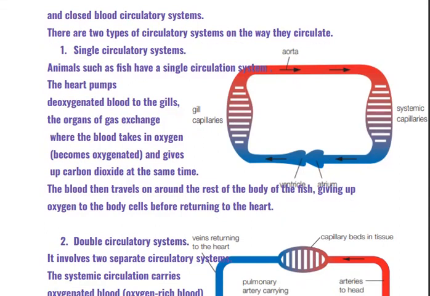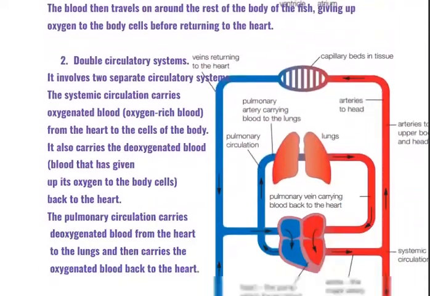The heart pumps deoxygenated blood to the gills, the organs of gas exchange, where the blood takes in oxygen, becomes oxygenated, and gives up carbon dioxide at the same time. The blood then travels on around the rest of the body of the fish, giving up oxygen to the body cells before returning to the heart.